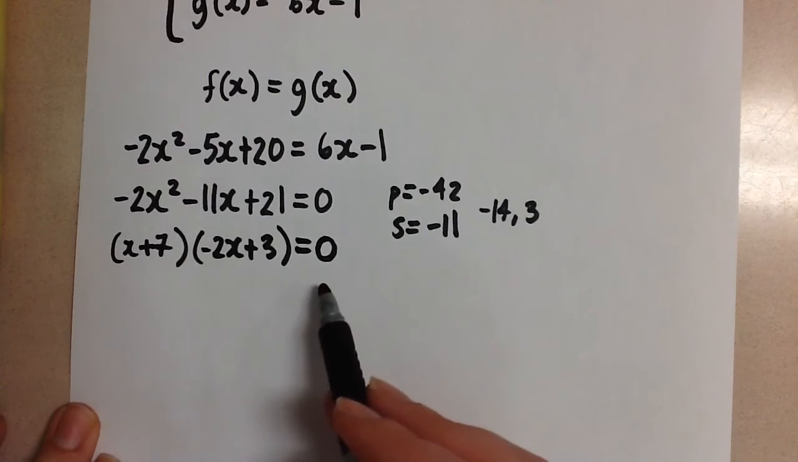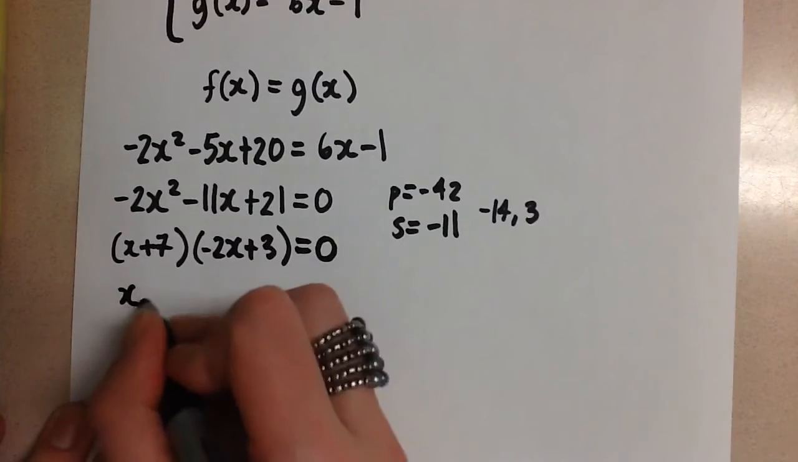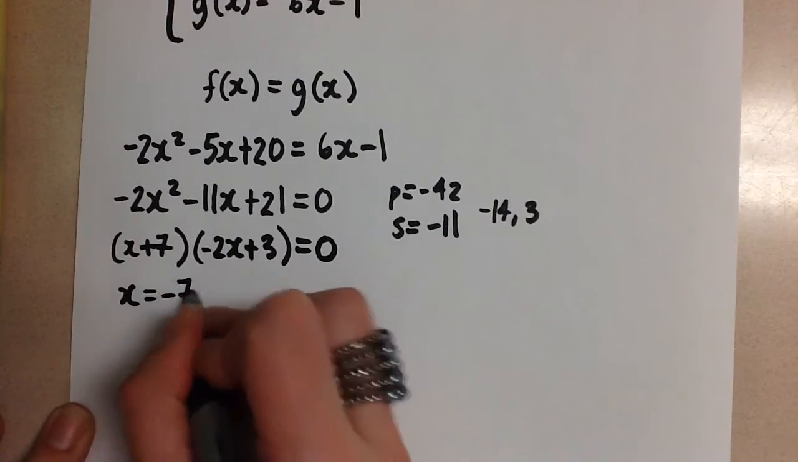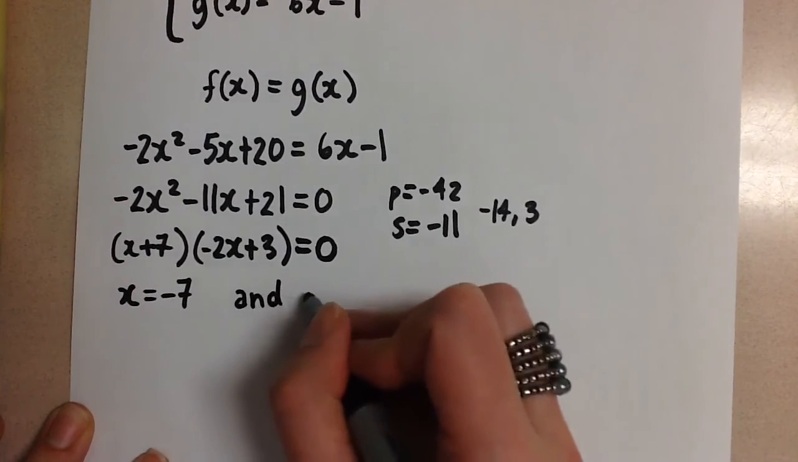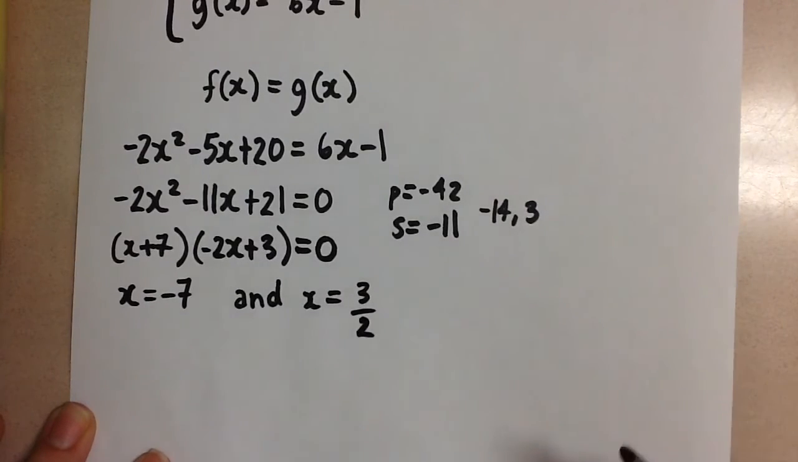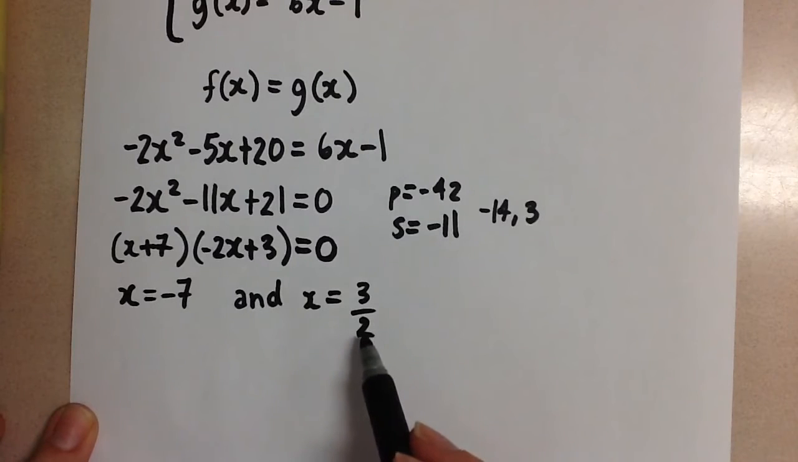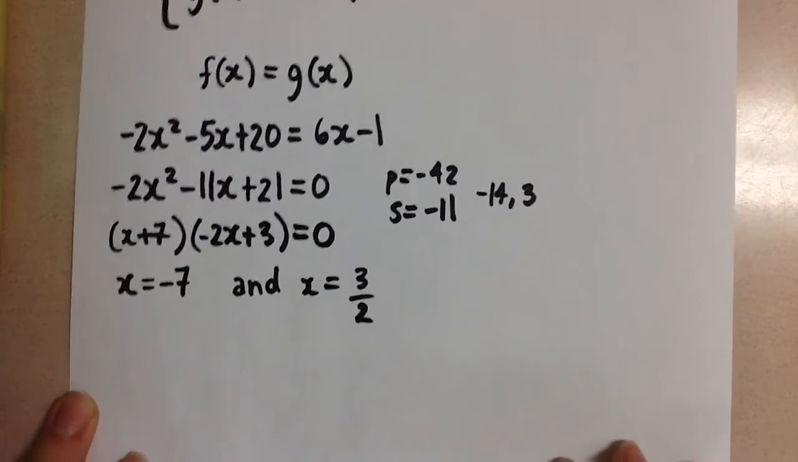Now from this factored form, we can find our two x values to satisfy this equation: x equals negative 7 and x equals positive 3 over 2. But these only give us the two x values that would solve the system of the two equations, so we need to find the corresponding y values for this.